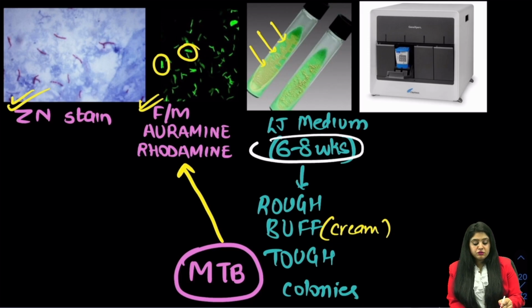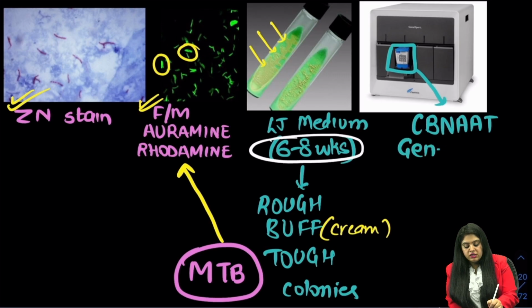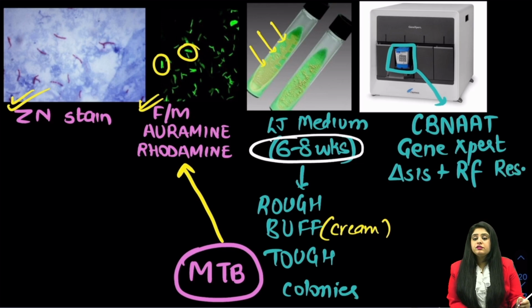But what did I say? It is taking 6 to 8 weeks for the growth to occur. I don't have that much time. I need something which is faster. So I can use a cartridge based technique. What is cartridge based? Cartridge based nucleic acid amplification. This machine is known as a GeneXpert. And remember, this can not only do the diagnosis but can also tell me rifampicin resistance. It can also tell me resistance to rifampicin being present or not. So this machine is very, very useful. It is known as CBNAAT.